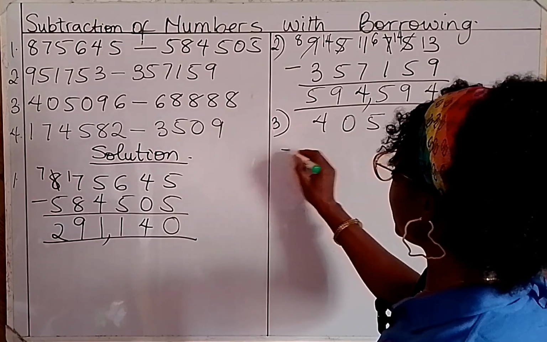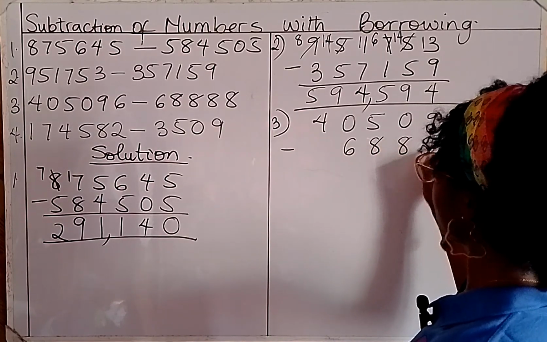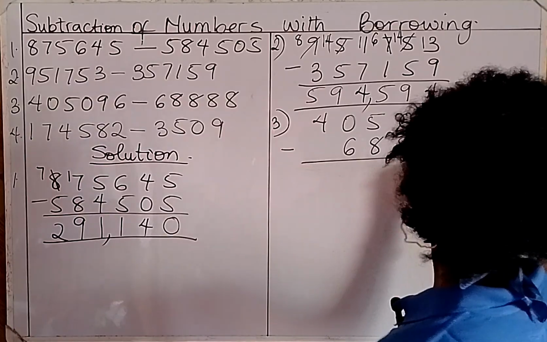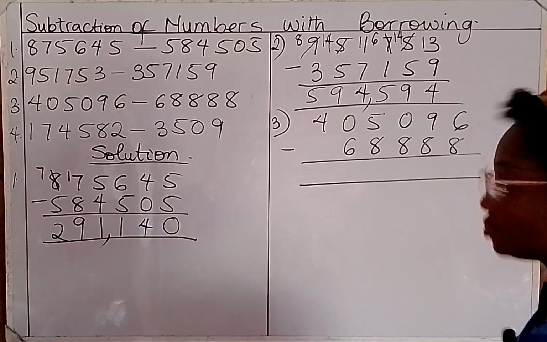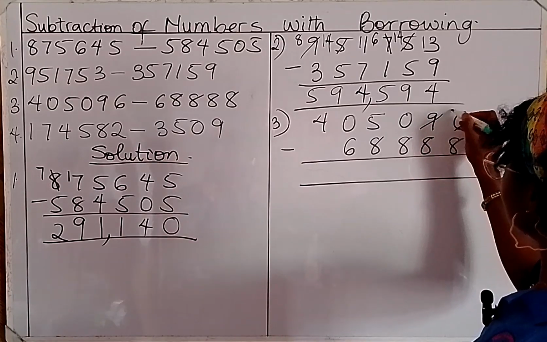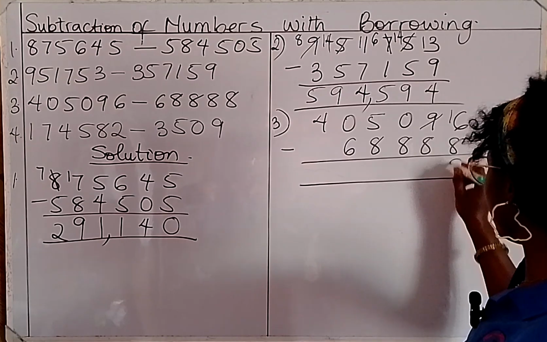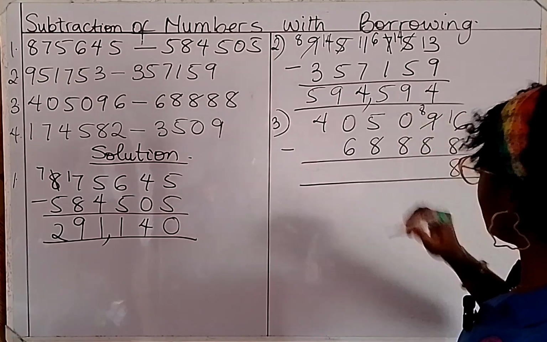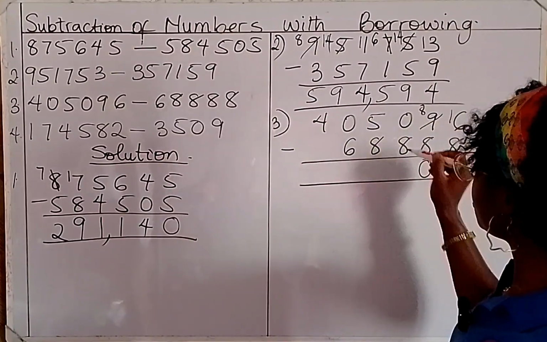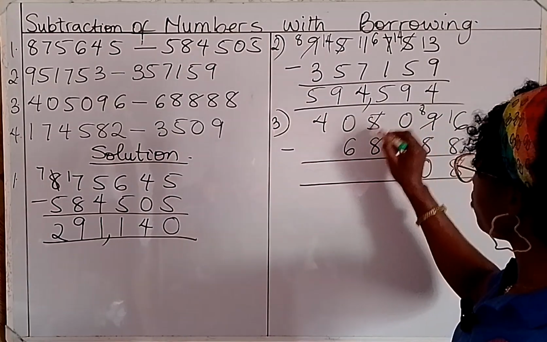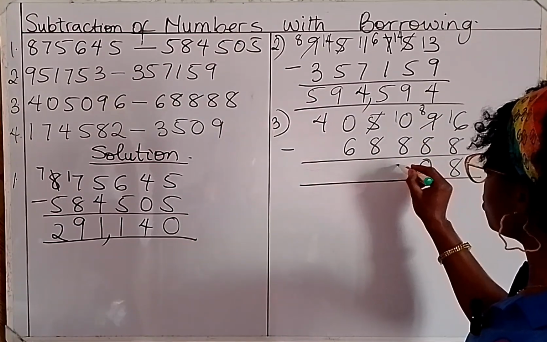Okay, question 3. We have 405,096 minus 68,888. 6 take away 8 is impossible. Then we borrow from 9, add it to 6 to make it 16. 16 take away 8 is what? 8. And then we have 8 left here. 8 take away 8 is 0. And then 0 take away 8 is impossible. Then we borrow from 5, add it to 0 to make it 10. 10 take away 8 is 2.